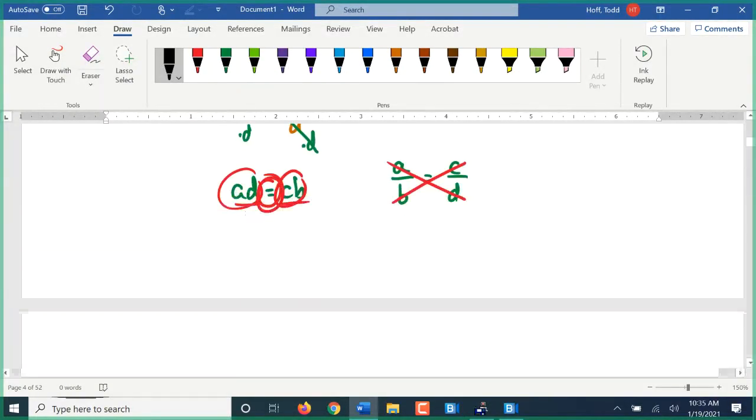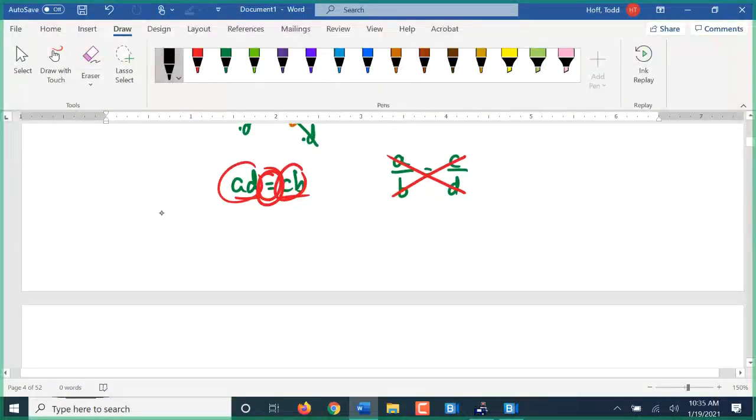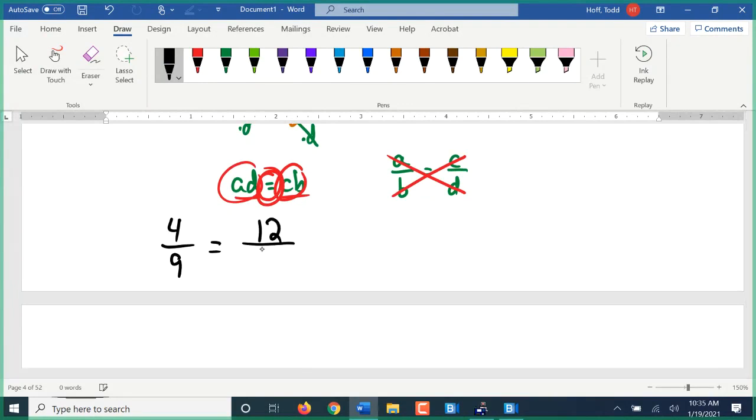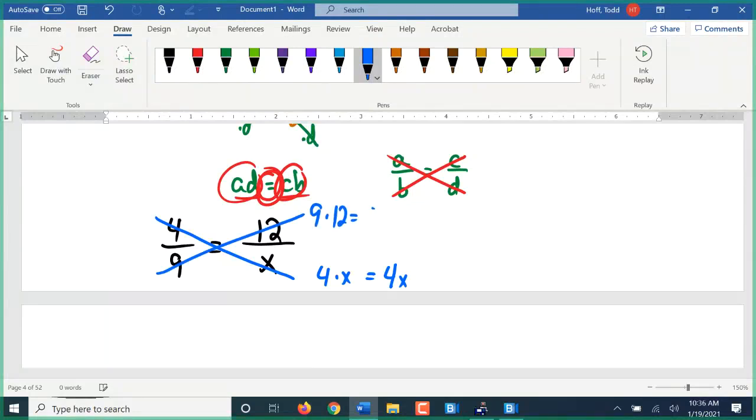So if I have a proportion, like 4 over 9 has to equal 12 over x. Notice the missing number doesn't always have to be on top. I can cross multiply. The cross products have to be equal. 4 times x, 4x. Going on this diagonal, 9 times 12 is 108. Those cross products have to be equal. 4x has to be equal to 108.